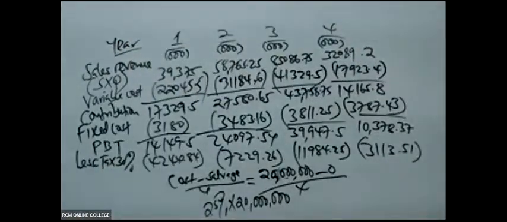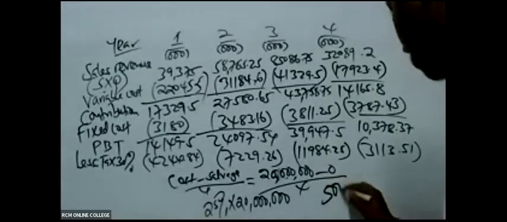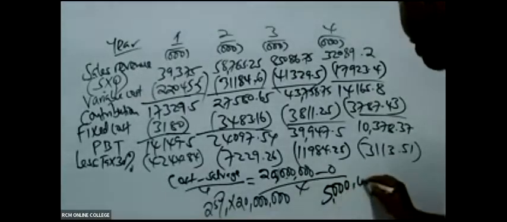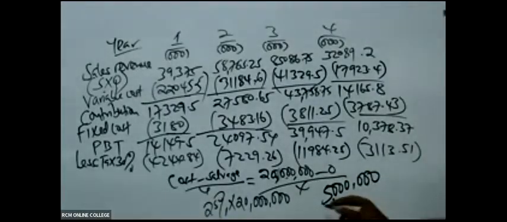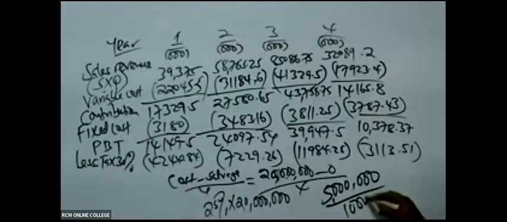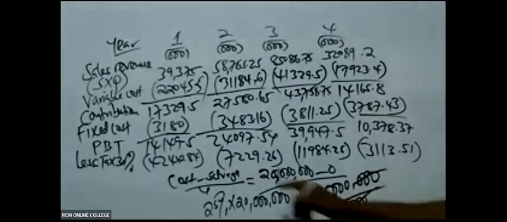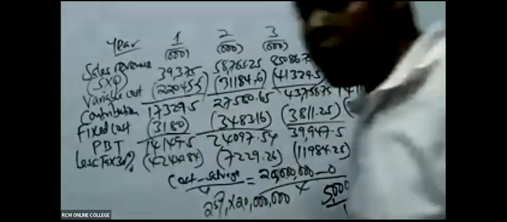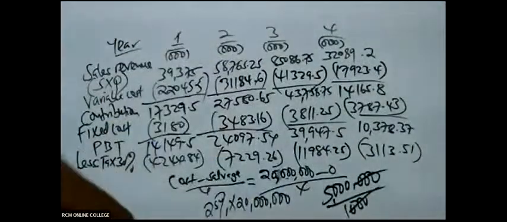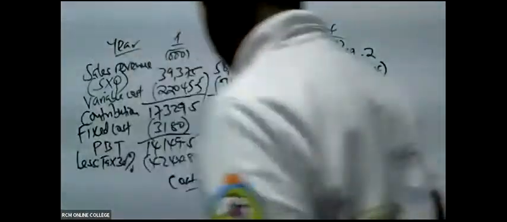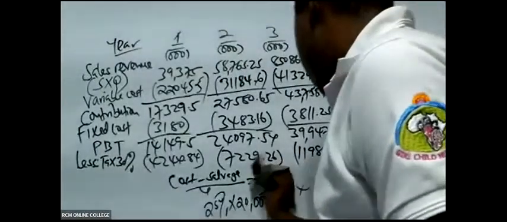So 5 million. Remember, what we are reporting here is in 1,000, so you divide this by 1,000. You cut the 3 zeros and you will remain with the 5,000 which we have been using.